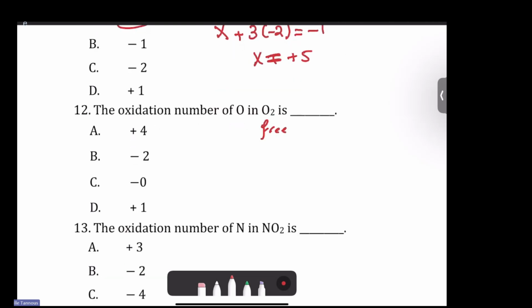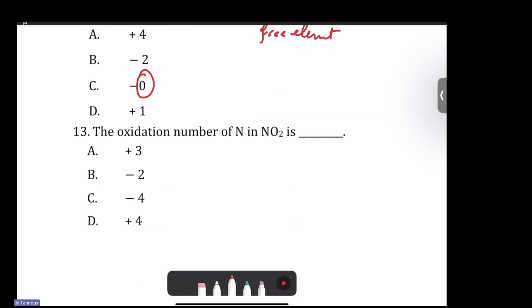Free element, 0. Oops, typing mistake. So it should be 0. The oxidation number of N in NO2. Again, we just did it in the previous example. I'm just going to write it again. 2 -2 equals 0. X is +4.